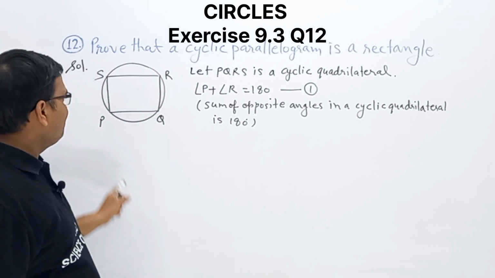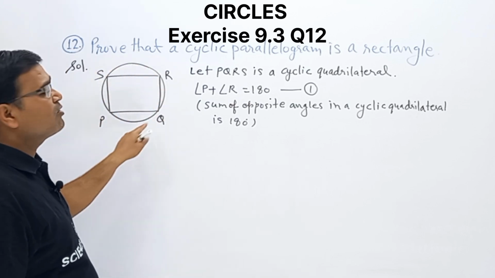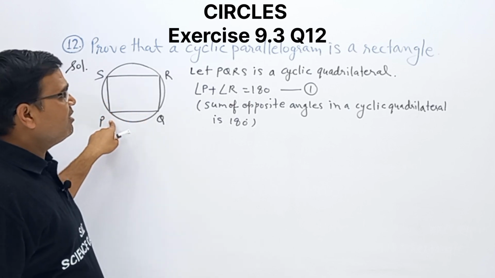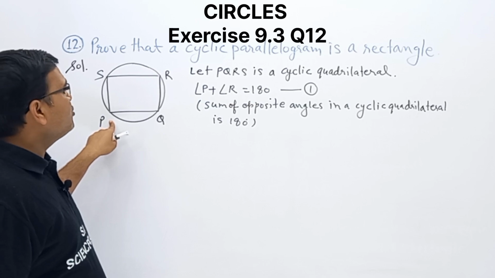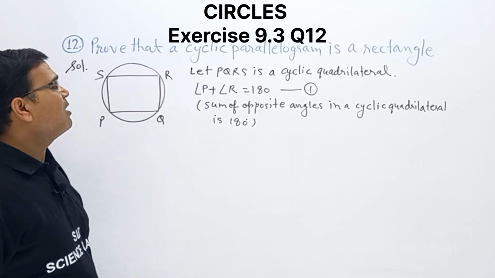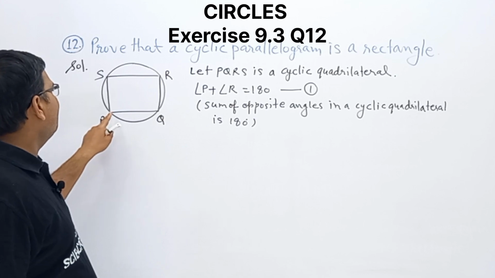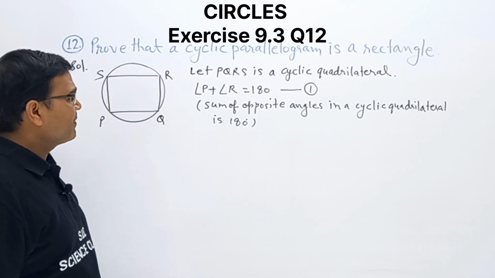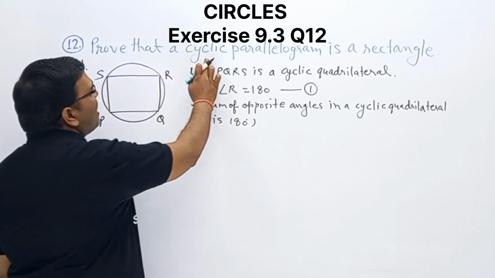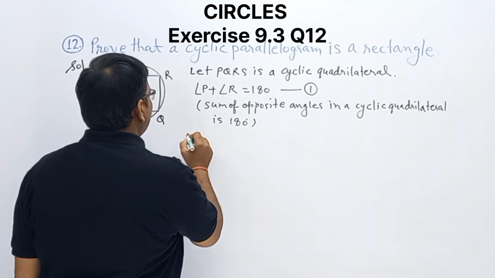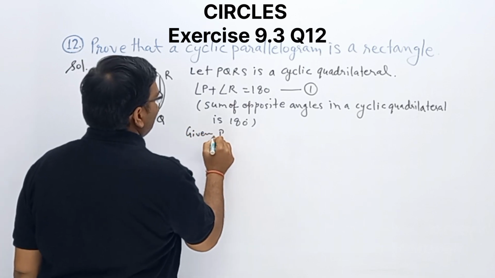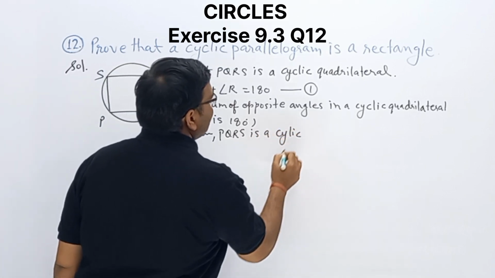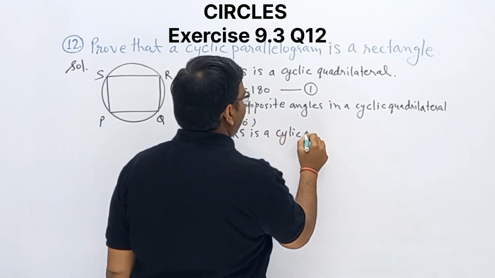We are assuming PQRS is a cyclic quadrilateral, and once we assume this, the sum of opposite angles in a cyclic quadrilateral is 180 degrees. Then angle P plus angle R equals 180 degrees. But in the question we are given a cyclic parallelogram. Given: PQRS is a cyclic parallelogram.